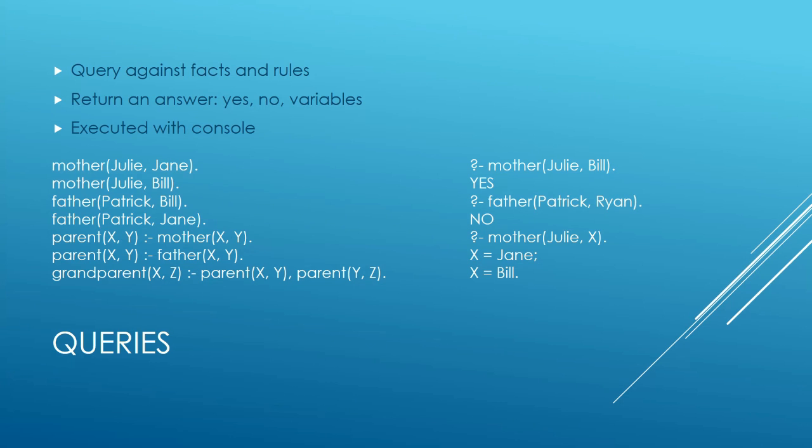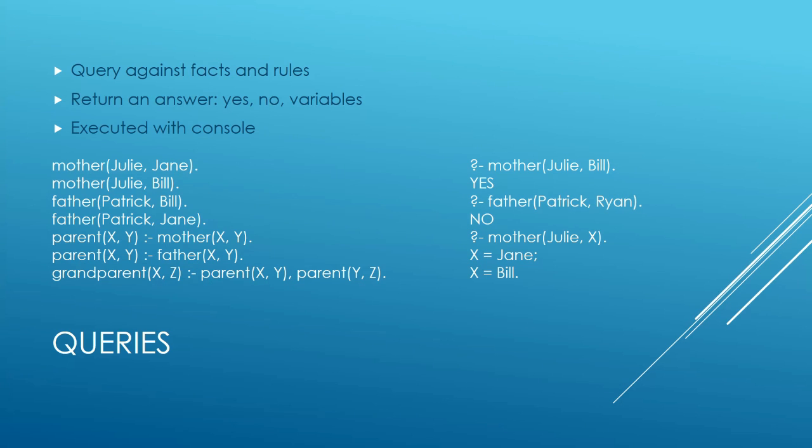So for example, we have is Julie a mother of Bill? And on the left we see that Julie is a mother of Bill is a fact, so the language responds with a yes. The second query we have is Patrick a father of Ryan? If we look at the facts on the left, we can see that Patrick is a father of Bill and is a father of Jane. However, there's no Ryan, so the language will respond with a no.